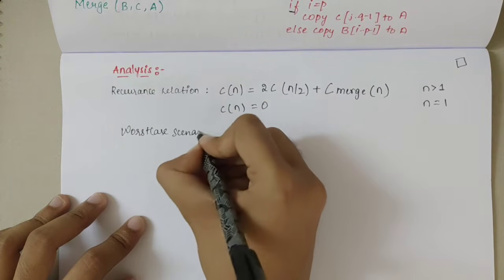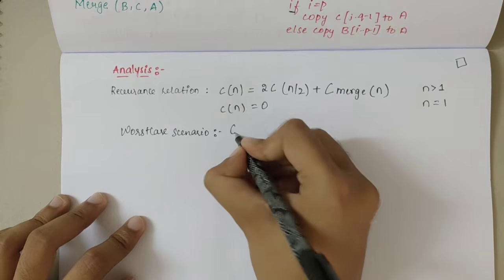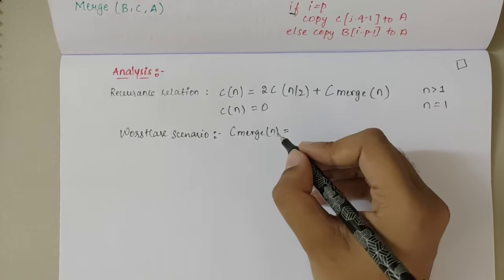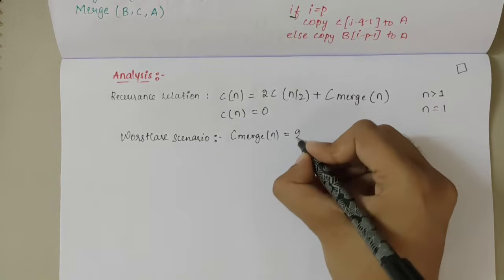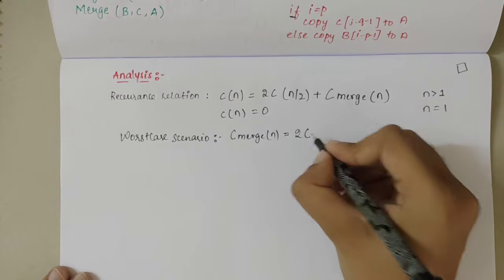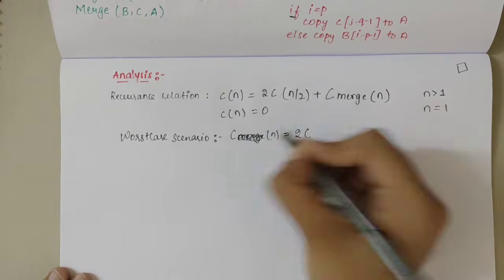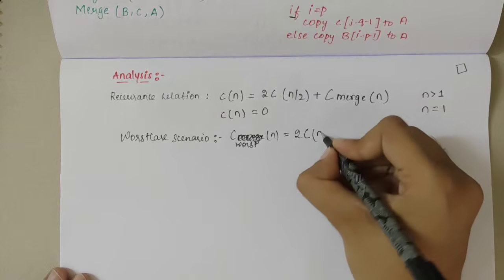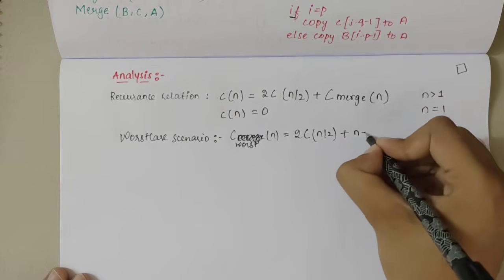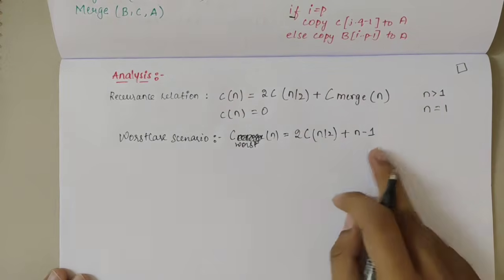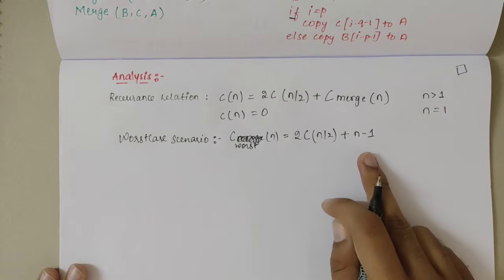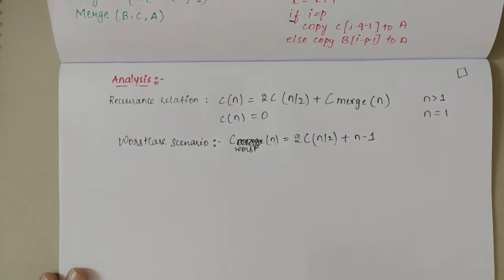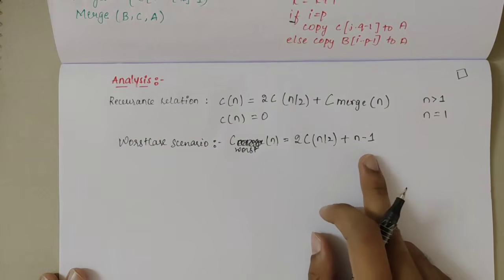So worst case scenario, I would obtain for C merge, C worst of n, you can write 2 times C of n by 2 plus n minus 1. Okay, n minus 1 here because n minus 1 times we are iterating through the given array, right? So that's why n minus 1 I have written here.